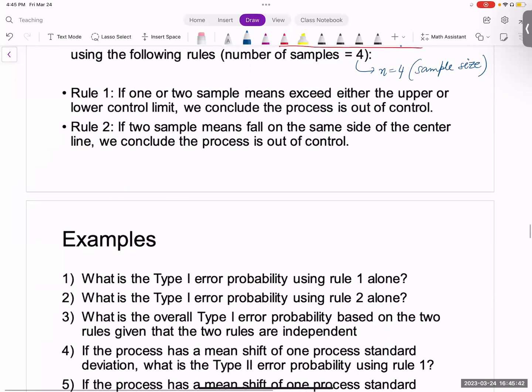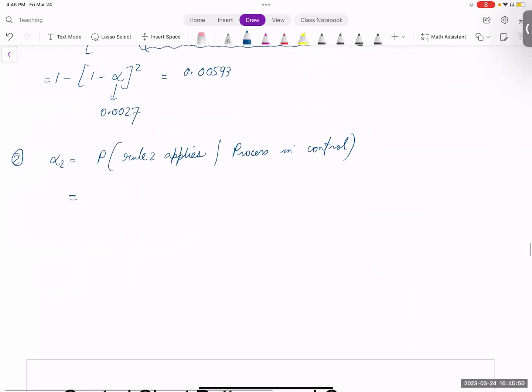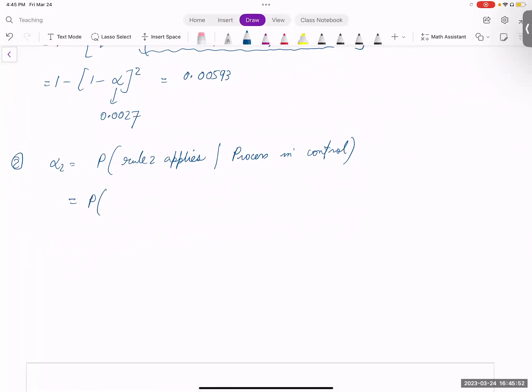Rule 2 says, if two sample means fall on the same side of the center line, we conclude the process is out of control. Okay, let's write this down. This is equal to the probability both sample means lie on the same side of the center line, given the process is in control. I'm just going to say in control.